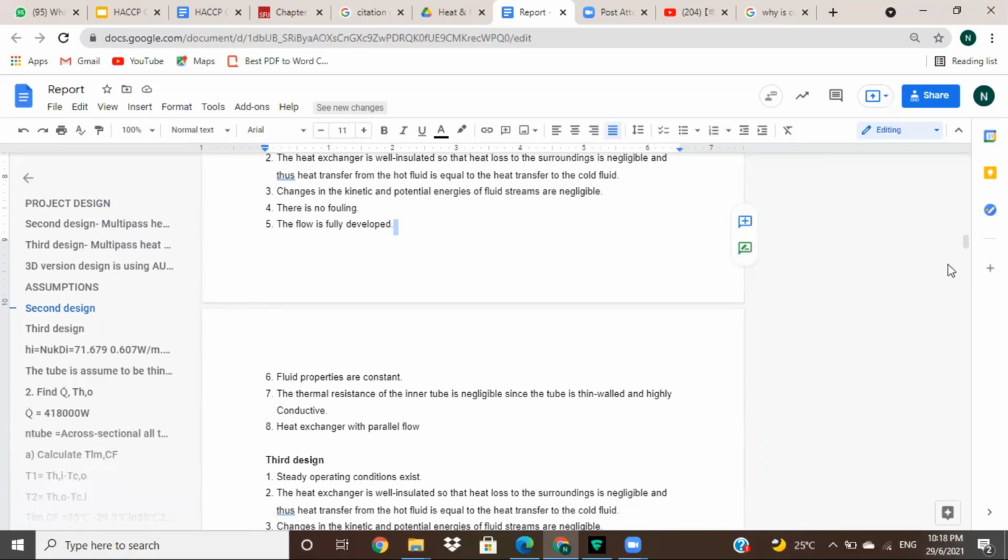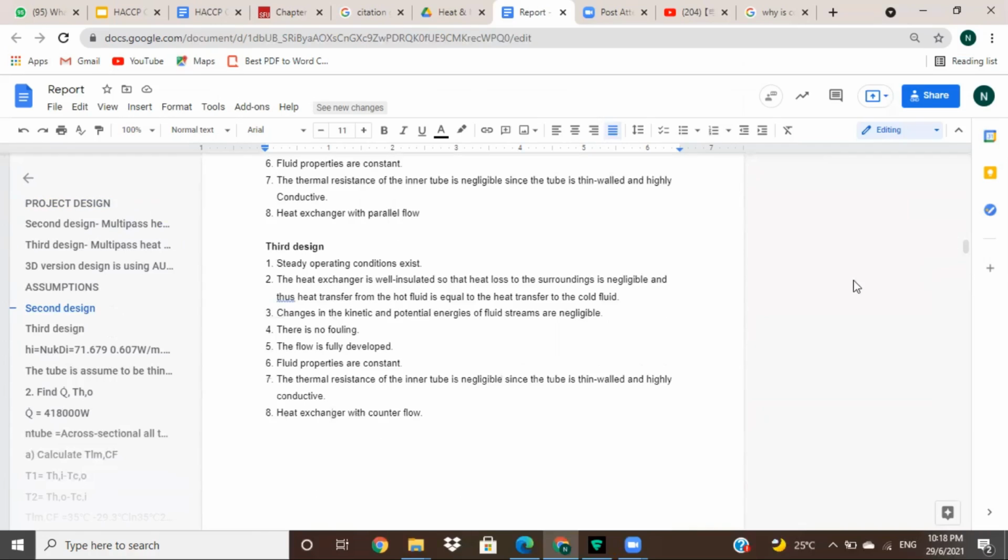So basically the third design is the same, where the difference between them is the heat exchanger: the second design is in parallel flow, while the third design is in counter flow. So we will continue for the next presentation, which is about the calculation.